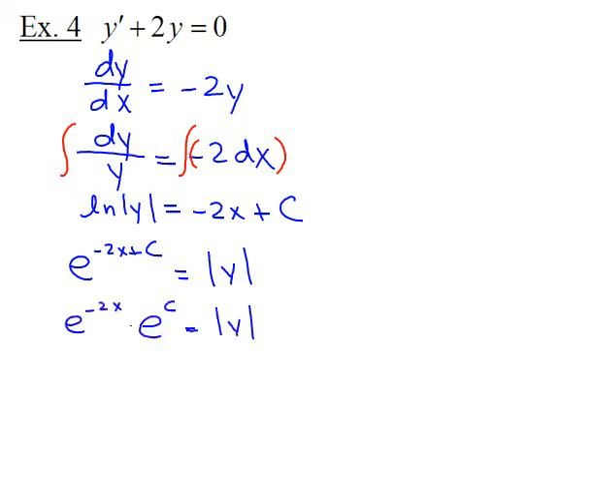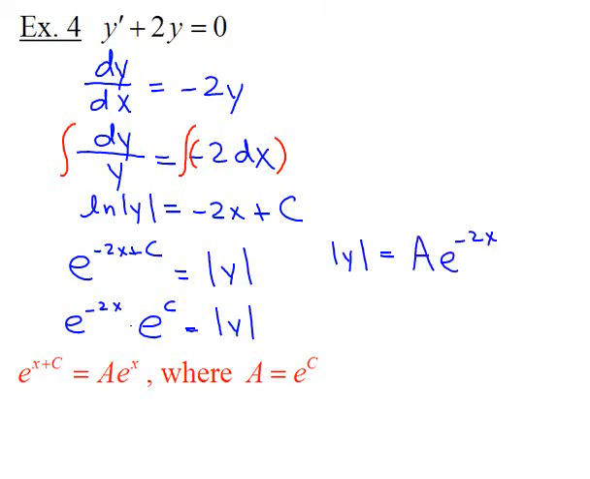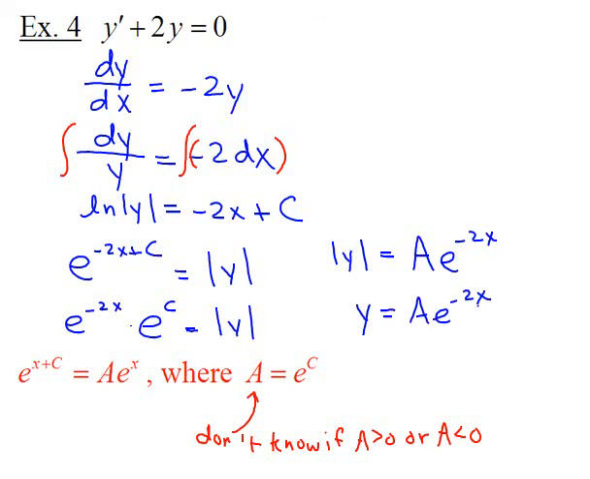I can rewrite e to the negative 2x plus c as e to the negative 2x times e to the c. And since e to the c is all constant, it's customary to replace this with a single letter, typically a capital A. So the absolute value of y equals A times e to the negative 2x. Since I don't know the value of A, I also don't know whether it's positive or negative. So this means that I can eliminate the absolute value signs without changing the meaning of our solution. So y equals A times e to the negative 2x.